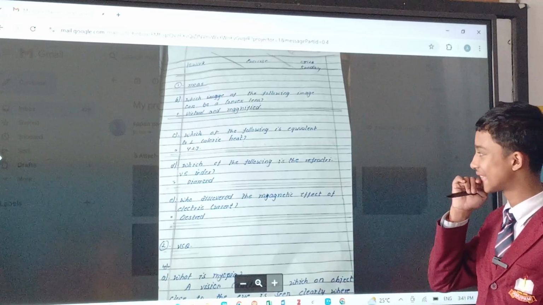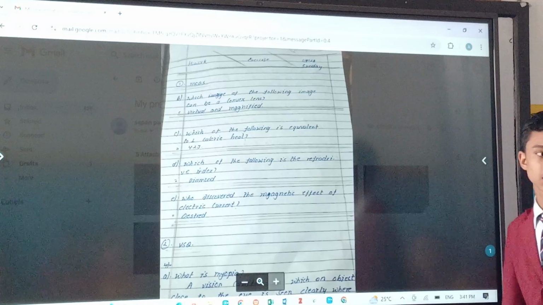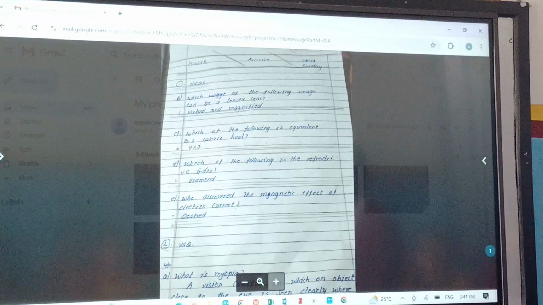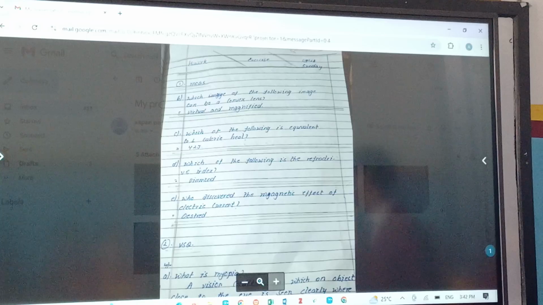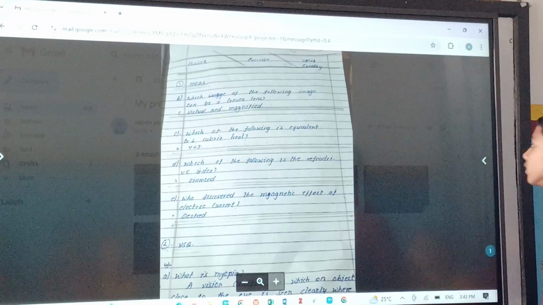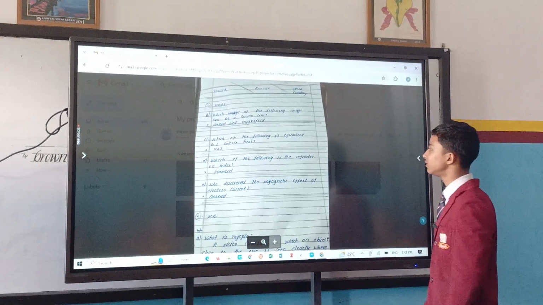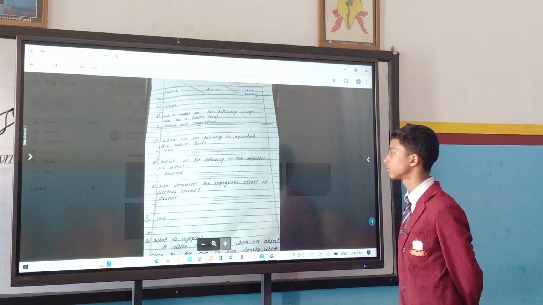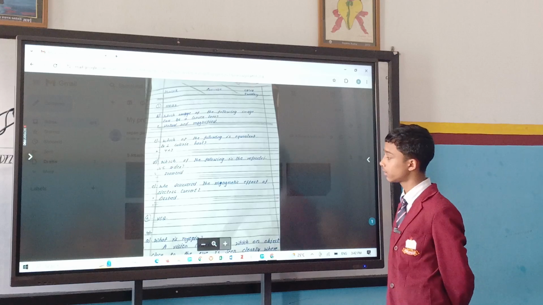You can also write the question correctly. Answer of question number one: which of the following images can be formed by a convex lens, virtual and magnified? Next one: which of the following is equivalent to 1 calorie? Which of the following has the highest refractive index? Diamond. Who discovered the magnetic effect of electric current? That is right. Next.